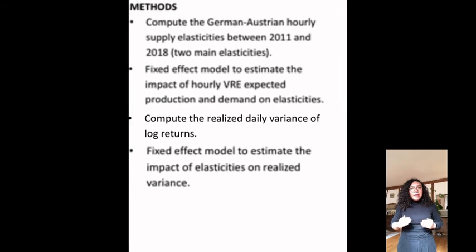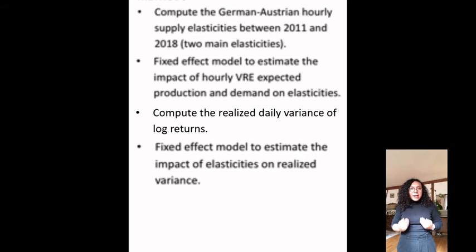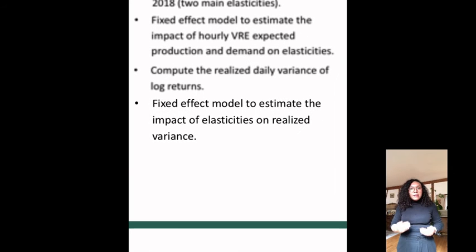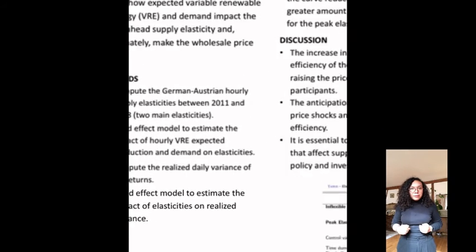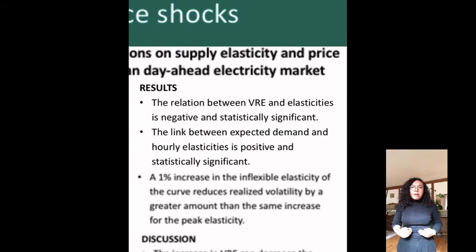Then I compute the daily realized variance of price returns and apply a fixed effect model to estimate the impact of those two elasticities on realized variance. In this case, my hypothesis is that an increase in elasticity decreases price variations because a bigger production capacity contains in a better way potential price shocks. The results confirm my hypothesis.